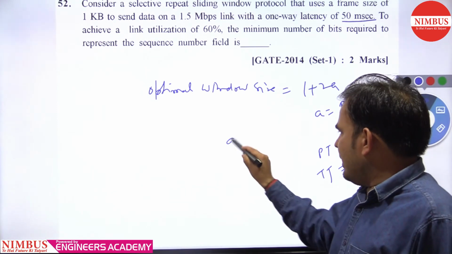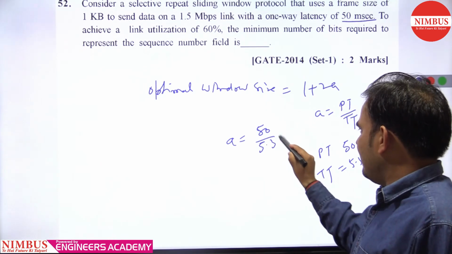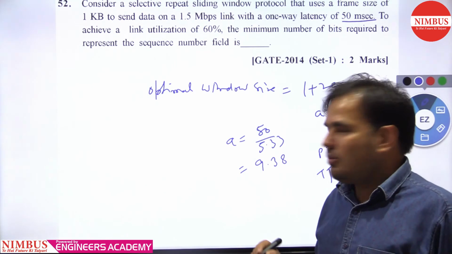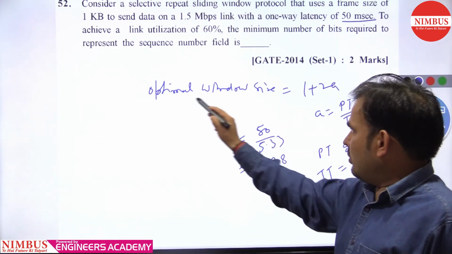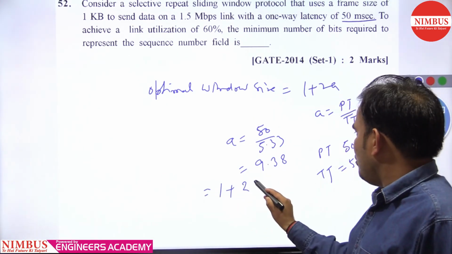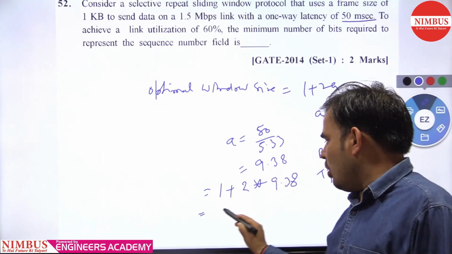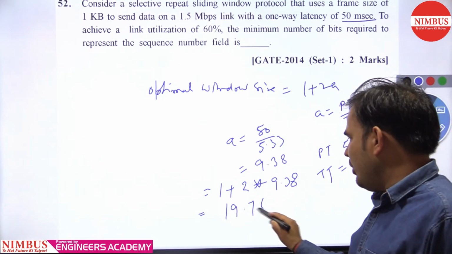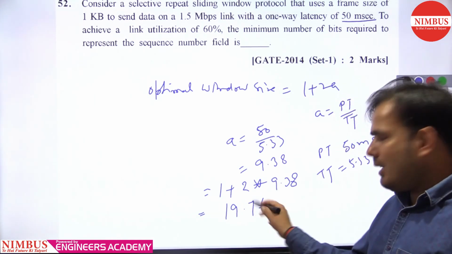So a equals propagation time 50 upon 5.33, which gives 9.38. So the optimal window size equals 1 plus 2 into a, that is 1 plus 2 into 9.38, and you get 19.76.